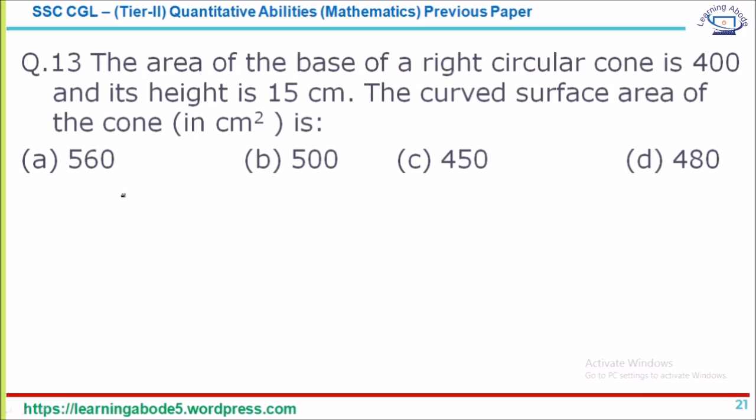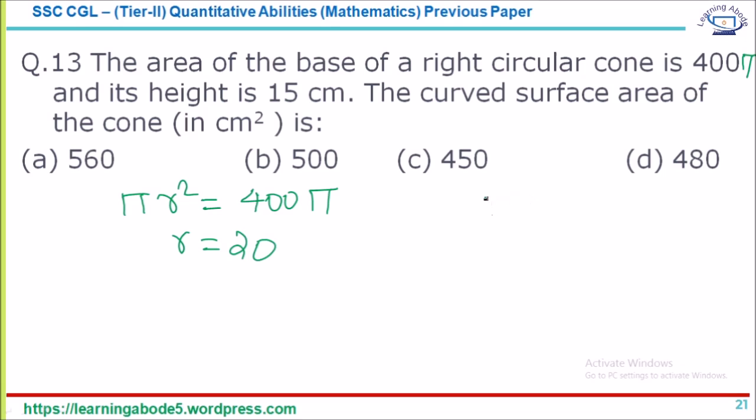Okay. So that is pi r square is equal to 400. I'm sorry, the area of the base of a right circular cone is 400 pi. The pi is missing here. It's 400 pi, and the height is 15 centimeters. So this pi r square is equal to 400 pi. So from that you will get r is equal to 20, right? And what is required is the curved surface area.